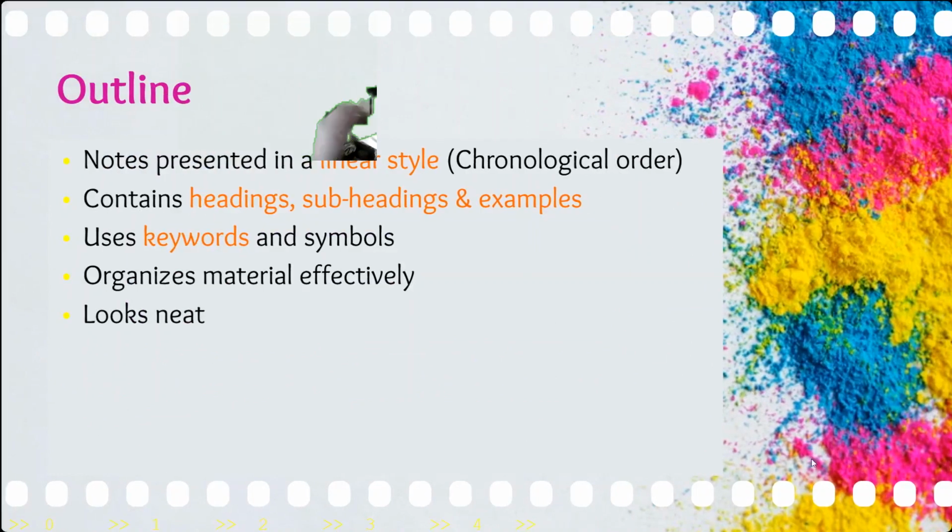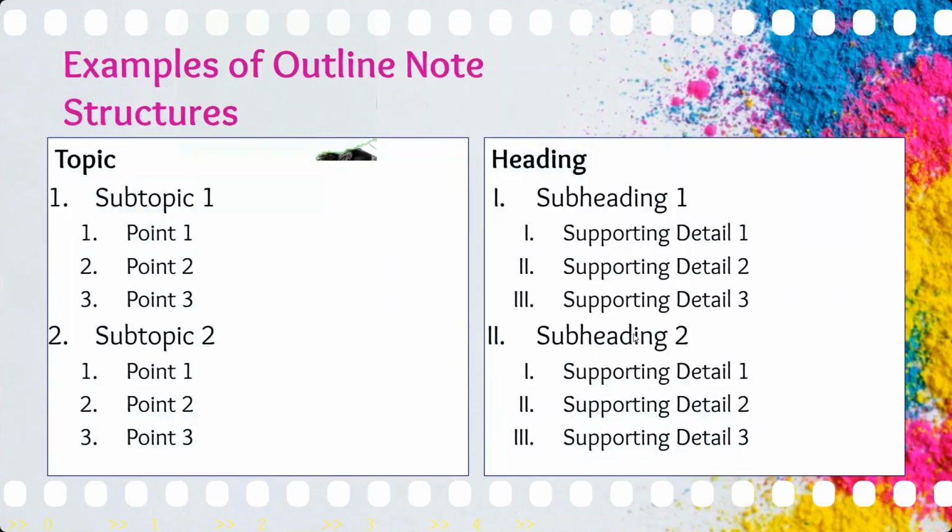So let's say it's outline. What does it mean by outline? Outline means it has to be in chronological order. And outline means you have to use keywords and symbols. And when you use outline, it will be neat. So this is an example of outline.